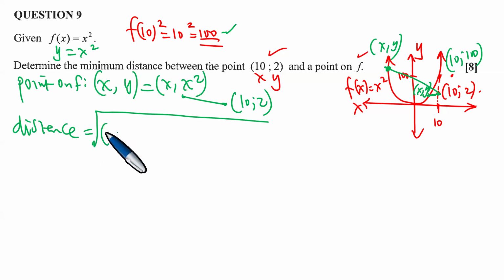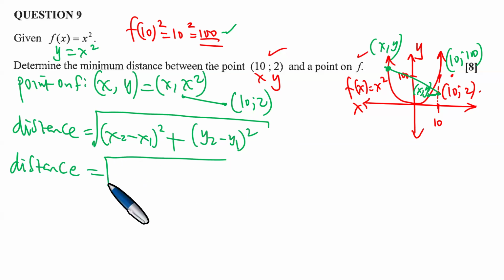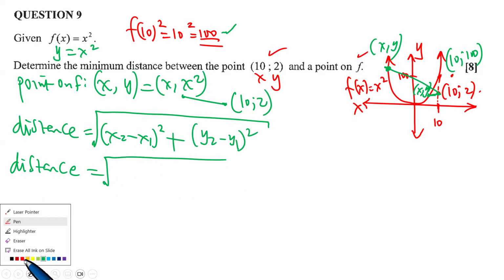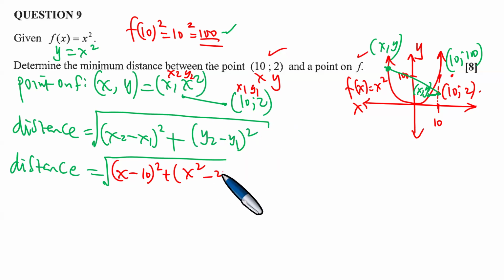The distance formula is the square root of x2 minus x1 squared plus y2 minus y1 squared. We're interested in the distance. With x1, y1, x2, y2, what is x2? x minus x1, which is 10. y2 is x squared minus y1, which is 2. So that we have the distance.